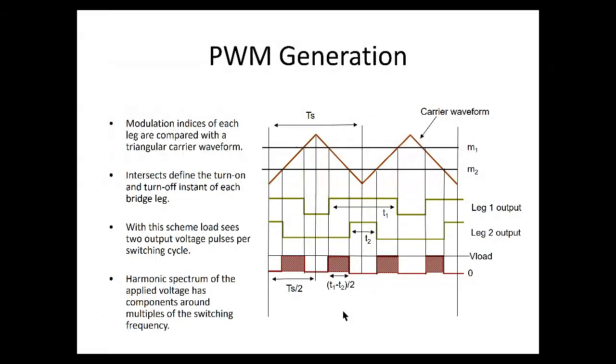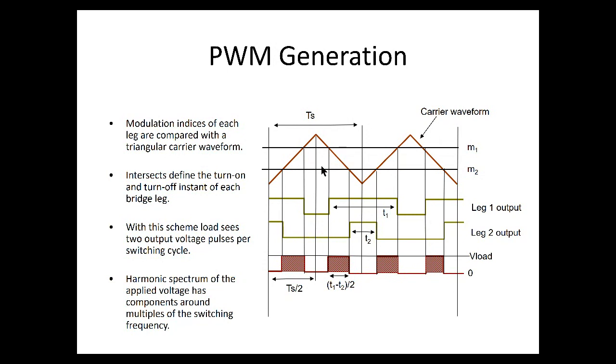All right, just to look at the generation of the pulse width waveform. We will have our sawtooth waveform, and that's the carrier, and M1 and M2. These are going to be what we use to modulate the sawtooth waveform. All right, so again, it's very simple.